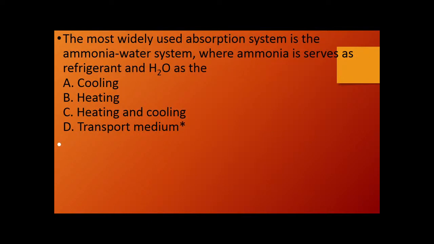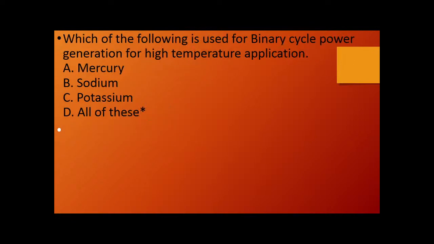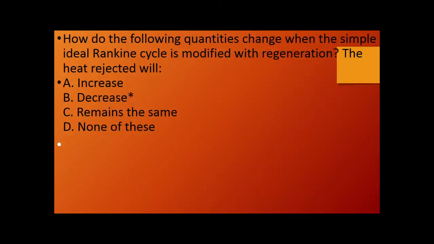The most widely used absorption system is the ammonia-water system, where ammonia serves as refrigerant and H2O as the, answer, transport medium. Which of the following is used for binary cycle power generation for high temperature application? Answer: all of these. Mercury, sodium, potassium.